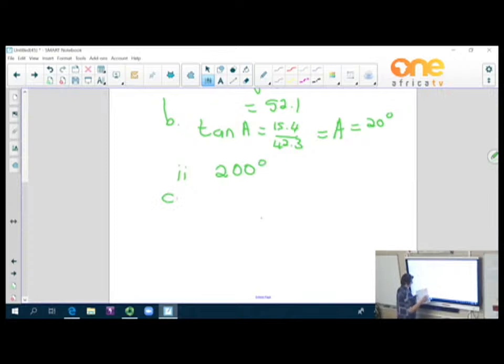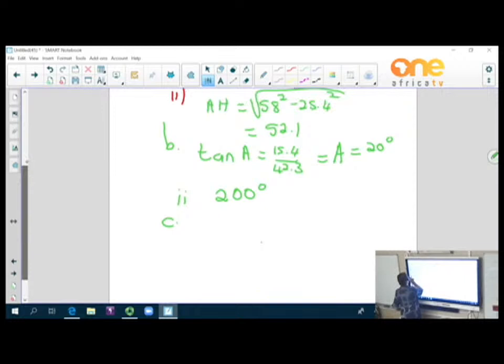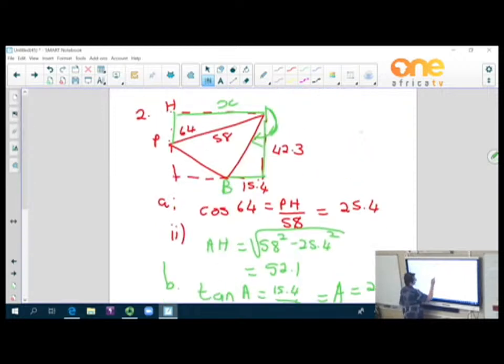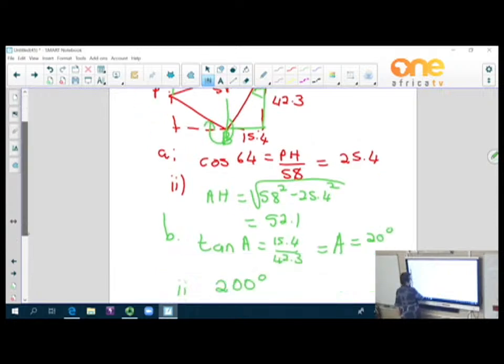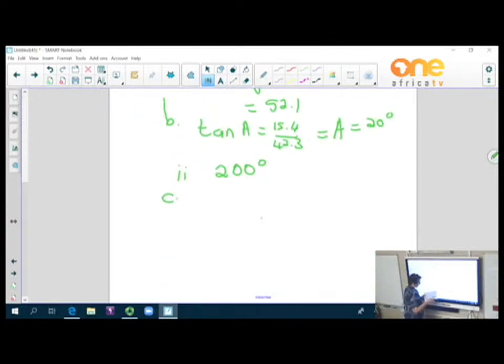Now we look at number C. Angle KPB is 65 degrees, and we have to calculate the bearing of P from B. Now again, if we go back to our sketch, P from B means this is the angle that we want to calculate there. Remember your north lines, that you work with your north lines, and that bearing is then 295 degrees.